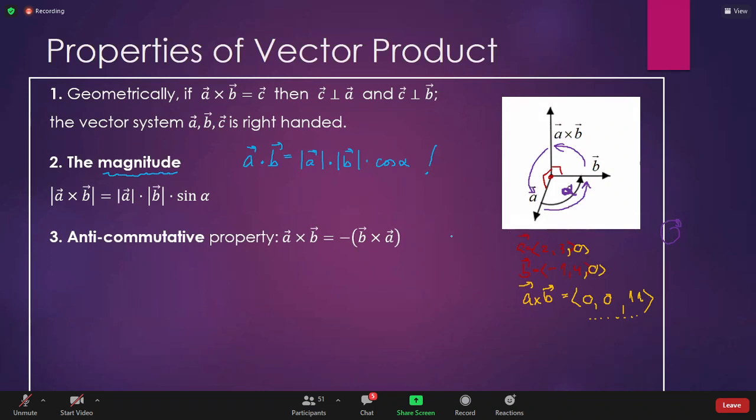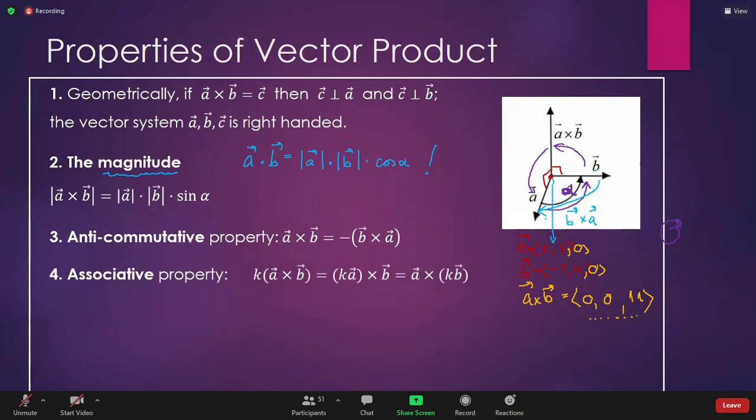And also, from these properties, we can imagine if I had vector B first and go to A, then imagine the screw. If we turn this screw from B to A, the screw goes down. So the vector will go downwards. So this would be the vector B times A. Exactly the opposite, because then we would go in the opposite direction from B to A.